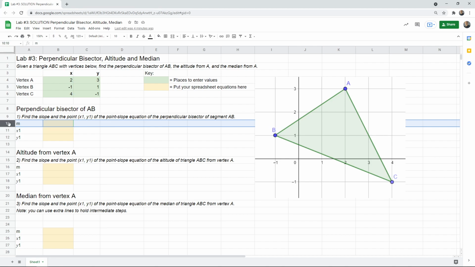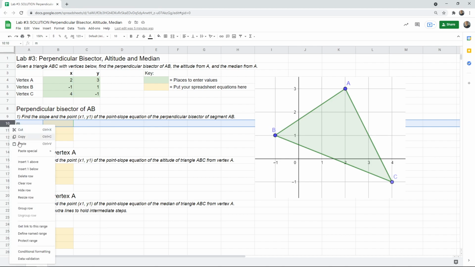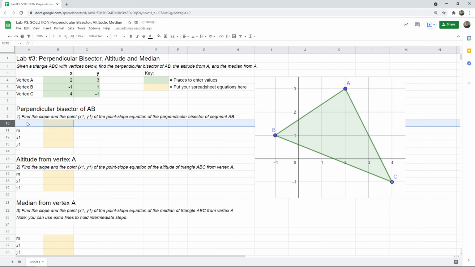What I'm going to do is right-click and insert a line. I'm going to give myself another place to do some intermediate calculations. So I'm going to have the slope of AB first, so I can take the opposite reciprocal of it.